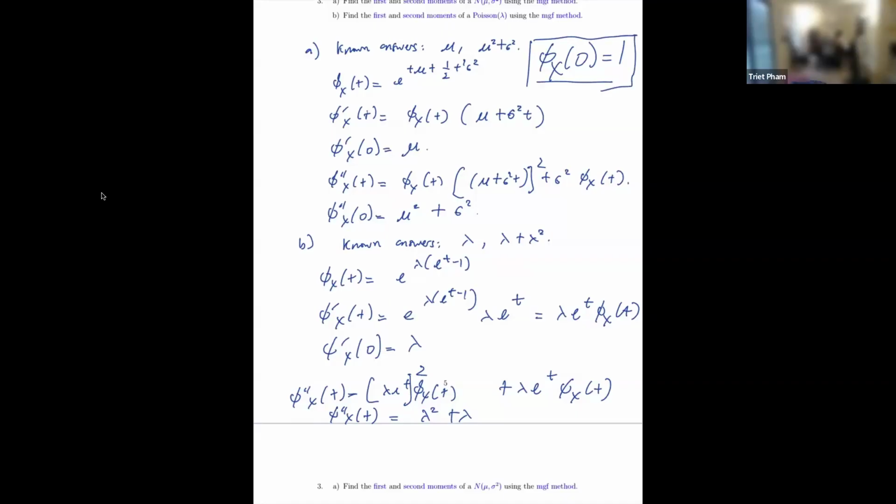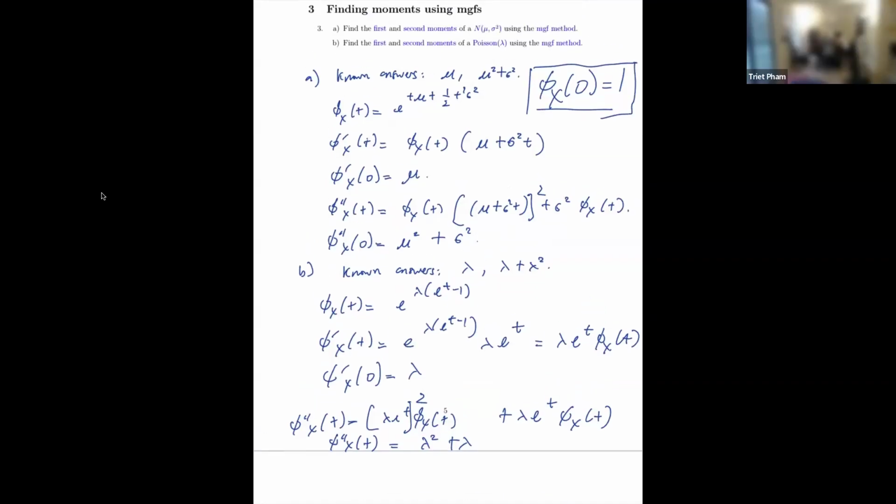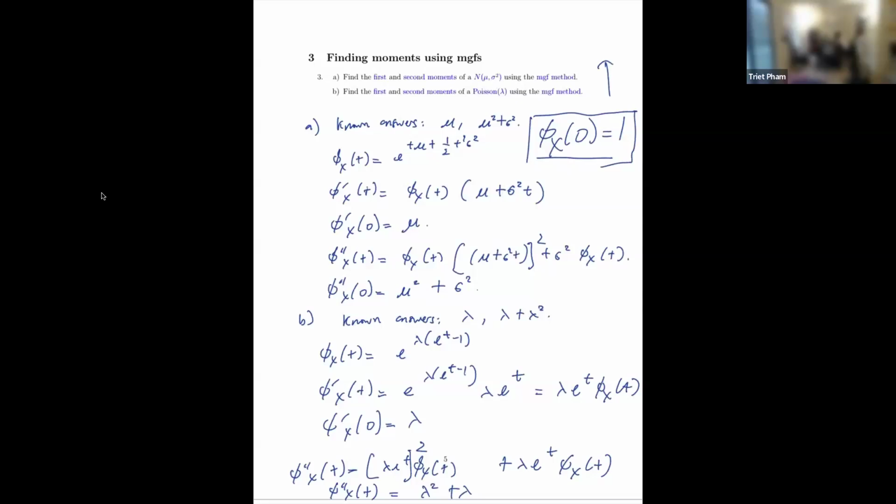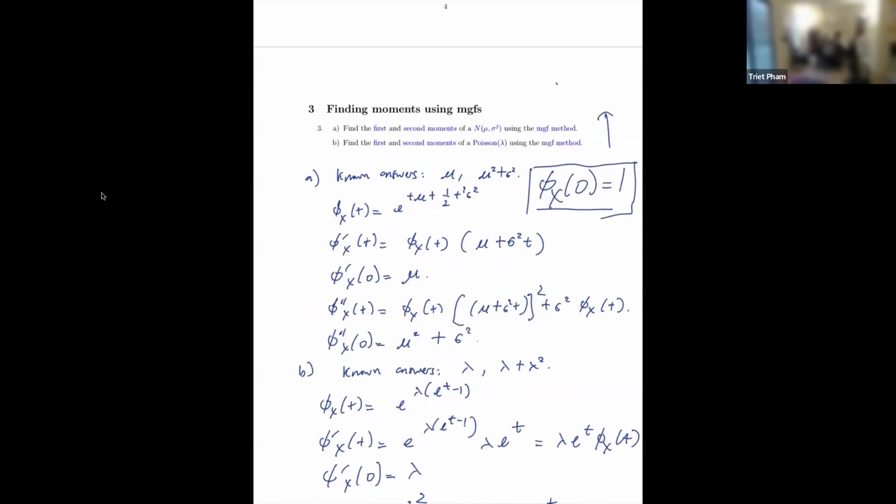Well, since you don't ask any question, let me ask a question then. Why is this true? Why can I claim that the moment generating function of any random variable, when I plug in 0, will give me 1? Why is that true?